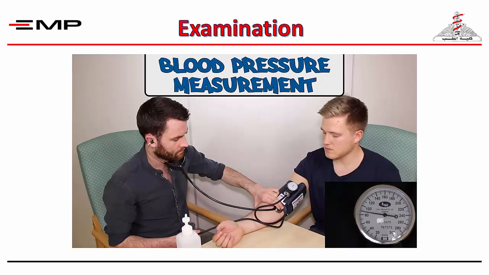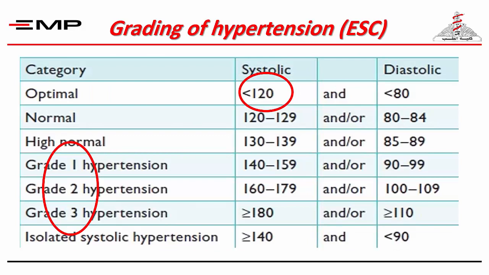Examination: blood pressure should be properly measured and assessed. This will be fully covered in the clinical session. According to measurement of blood pressure, grading of hypertension can be done. Optimal blood pressure is less than 120 over 80. Normal arterial blood pressure is a systolic of 120 to 129 and diastolic 80 to 84 mmHg. High normal is 130 to 139, 85 to 89.